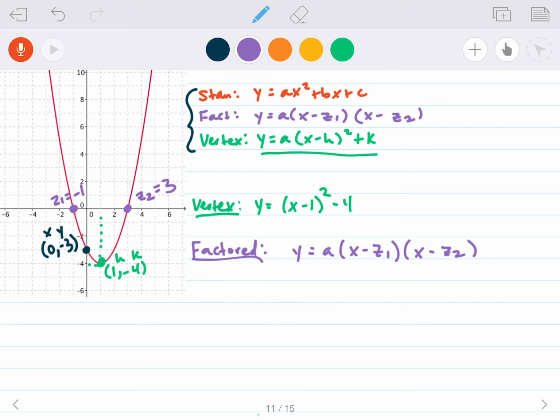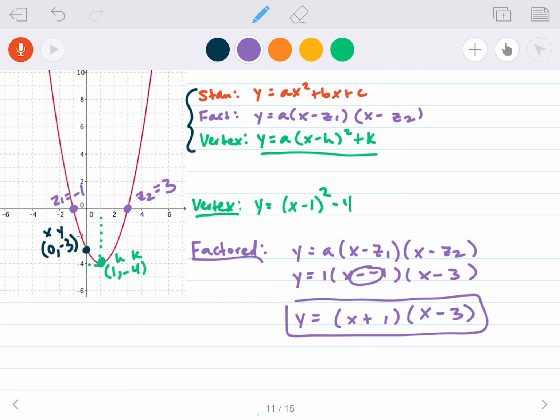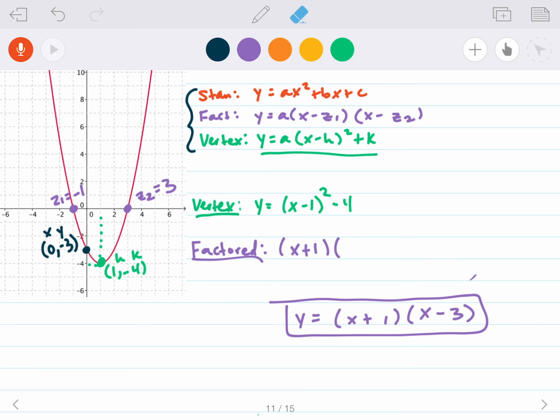And a is 1. So our factored form is just going to be y equals 1 times x minus negative 1, right? Times x minus 3. This becomes a positive. So our final answer is y equals 1, which I'm not going to write, x plus 1 times x minus 3. So this is our answer in factored form right here. I'm going to erase this. Actually, I'll write the y.